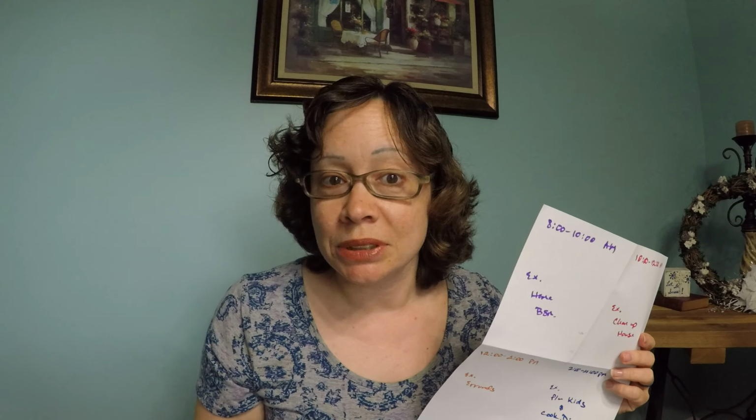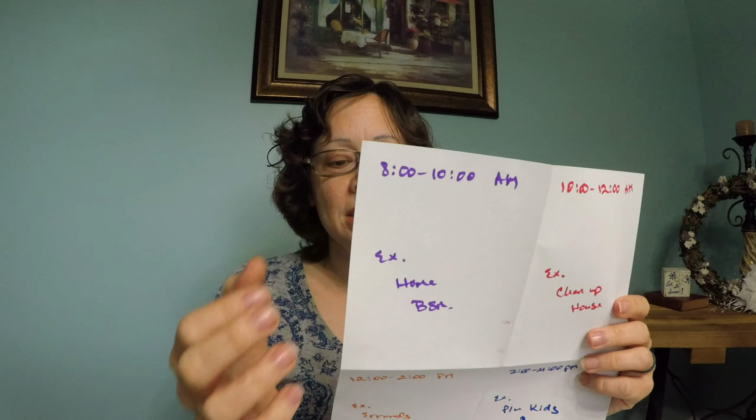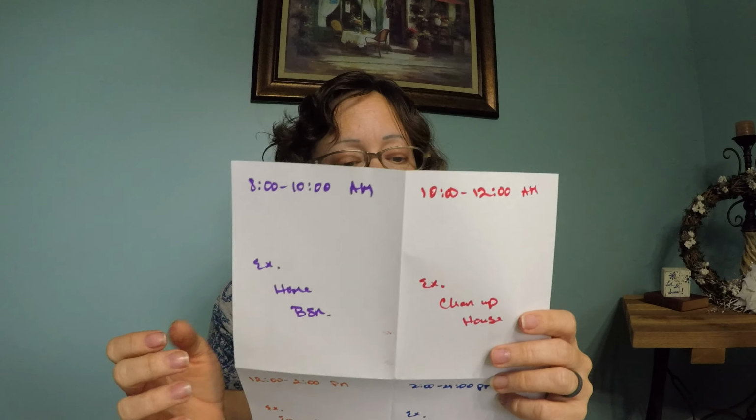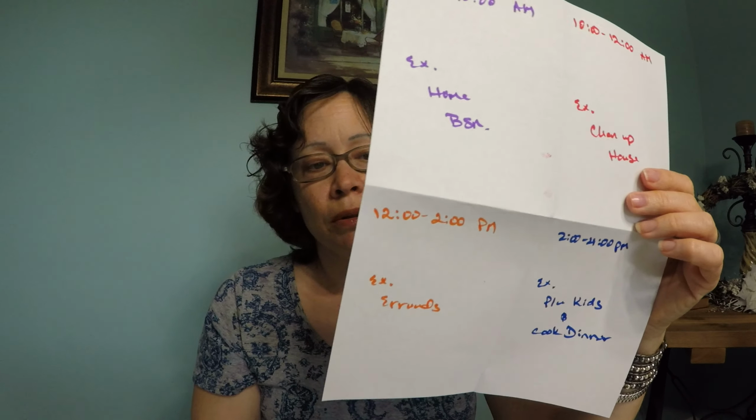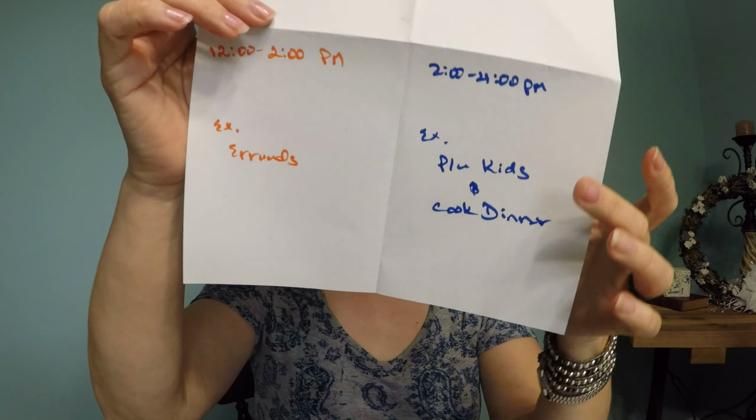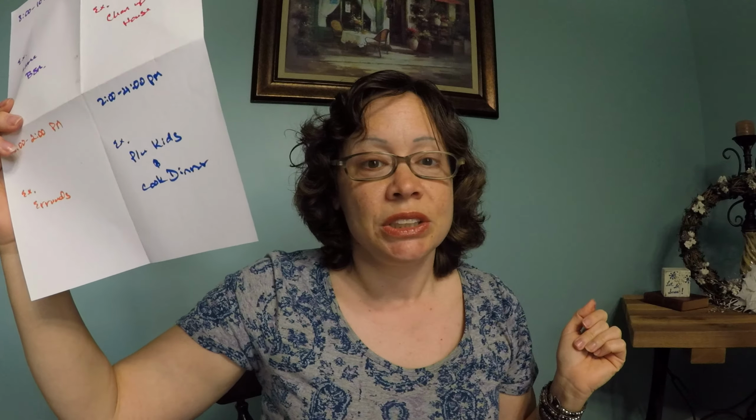But some of the examples that may help you focus on different categories and what to do at what times of day: from 8 to 10, for instance, you can do your home business. You can clean up the house. From 12 to 2, you can run your errands, meet up with a friend for lunch, and then you can pick up your kids and cook dinner. So these are just some ideas. I'm just throwing that out there.